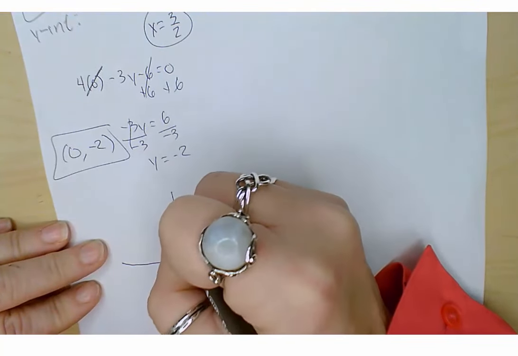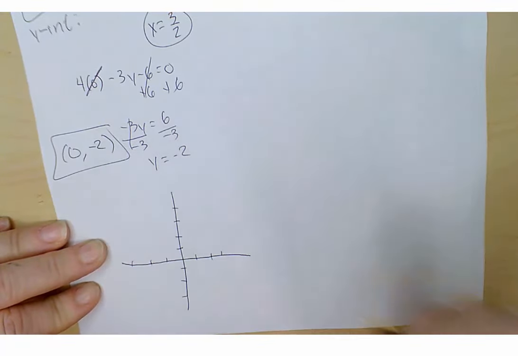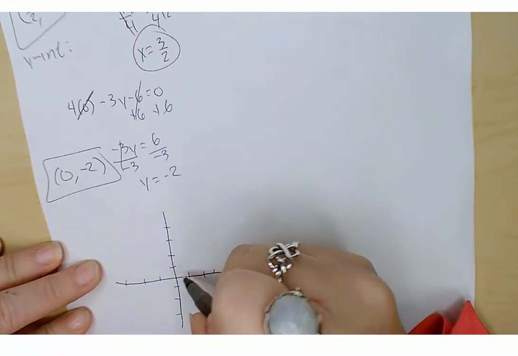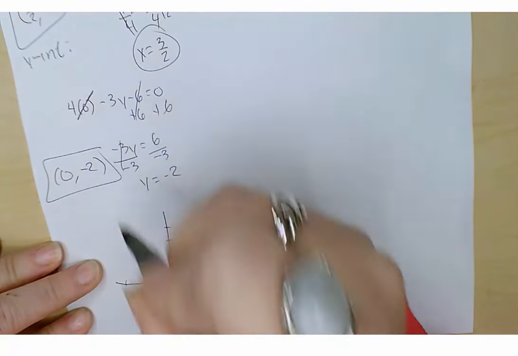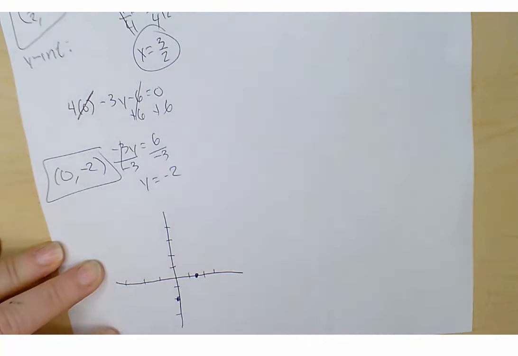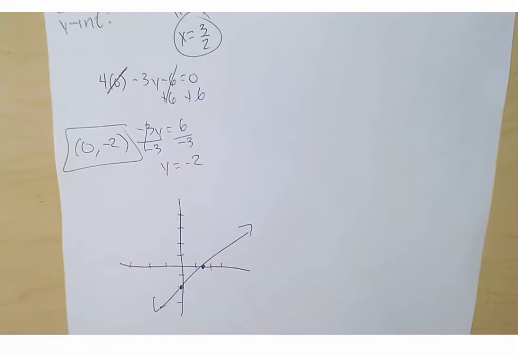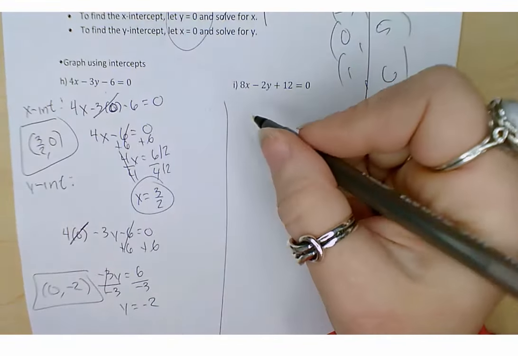So now we need to graph this equation here by plotting these points and connecting the dots. Positive 3/2 and a 0, so 3/2 is 1.5. 0 is going to stay put there. And then we have (0, -2), which is right over there. Connect those dots, and that is what our graph would be of this line using those intercepts. Let's do this again. All right, one more equation here.